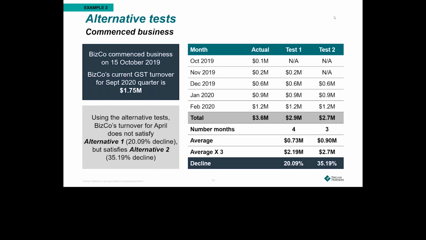However, as we've just discussed, there is another option available to us, which is to look at the total of the 3 months prior to the 1st of March 2020. In this case, BizCo will satisfy the test because the September 2020 quarter, again being 1.75 million, is 35.19% lower than the comparison figure of $2.7 million. So you can see that having the options available to it does allow BizCo some flexibility in satisfying those tests.